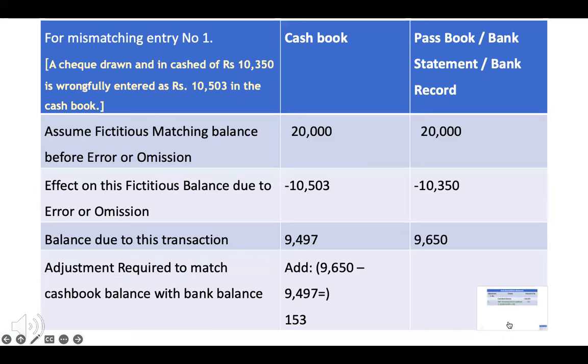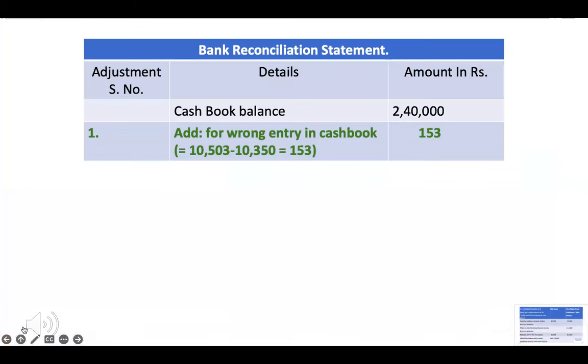For deciding the adjustment entry for any mismatching figure, I suggest to start with this table. Here, for the first mismatching entry, a check for rupees 10,350 has been recorded as rupees 10,503 in the cash book. So, by this entry, the cash book balance becomes 9,497, whereas the passbook balance becomes 9,650. So, in order to match these two figures, we have to add rupees 153 in the balance of the cash book. So, for adjusting this mismatching figure, we have to add rupees 153 to the cash book balance in the bank reconciliation statement.